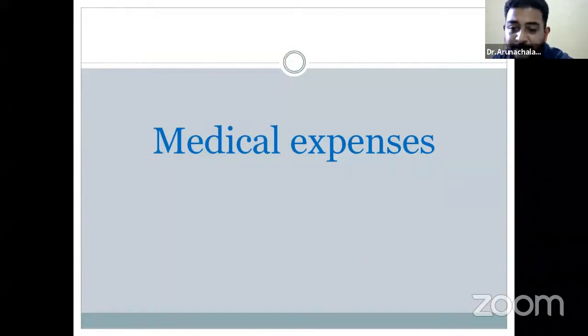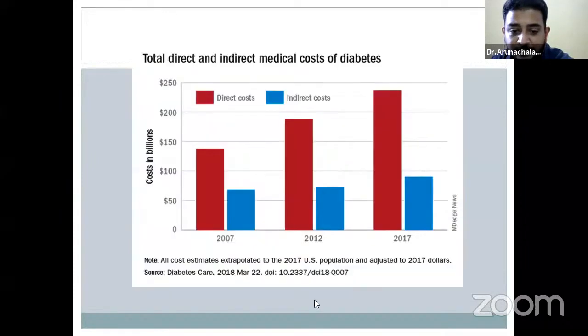Now what are the medical expenses? Because that is very important, right? The direct cost and indirect cost of diabetes in 2007, 2012 and 2017: if you see, the direct cost that people spend on diabetes and diabetes management is increasing. So it's a potential area for medical workers to invest their time and their clinic into. Just change the direction of your clinic, and you can earn more, because more money is involved here.